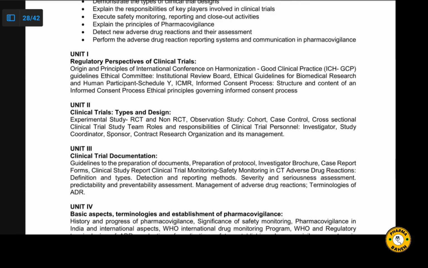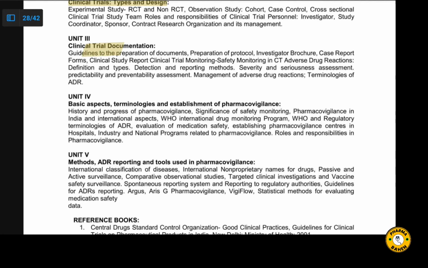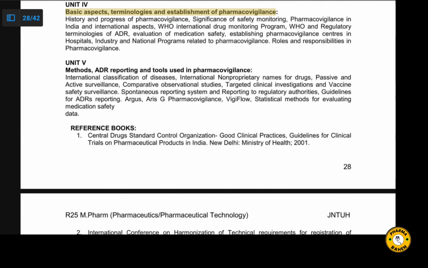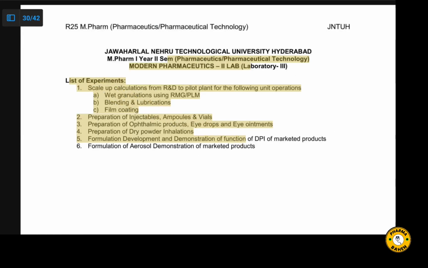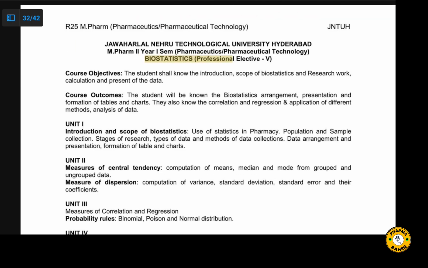In this we have regulatory perspectives of clinical trials, types and design, clinical trials documentation, basic aspects, terminologies, and establishment of pharmacovigilance methods, ADR reporting, and tools used in pharmacovigilance. Next, experiments. And then we have the Advanced Drug Delivery Systems Lab. These are the experiments. Then we have Biostatistics.